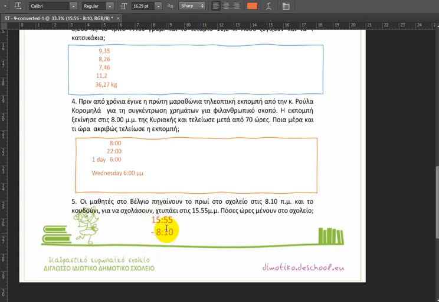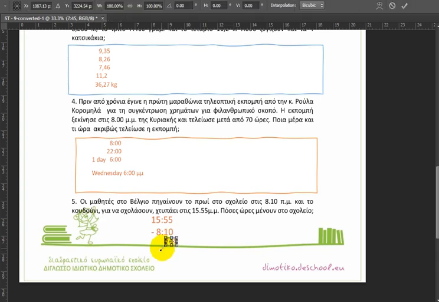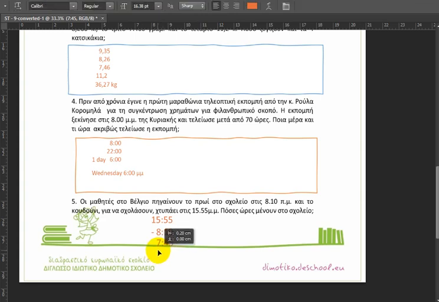That's what it means. Okay, so here we're going to do the subtraction. So 55 take away 10 gives me 45. And then 15 take away 8 would give me 7. So the students stay at school for 7 hours and 45 minutes.